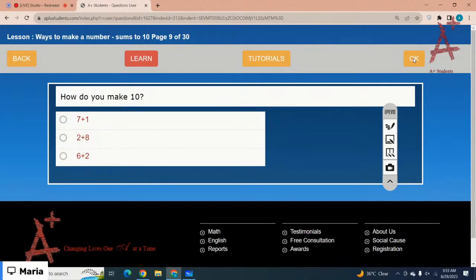How do you make 10? Which option is the correct one? The correct option is 8 plus 2 makes 10.